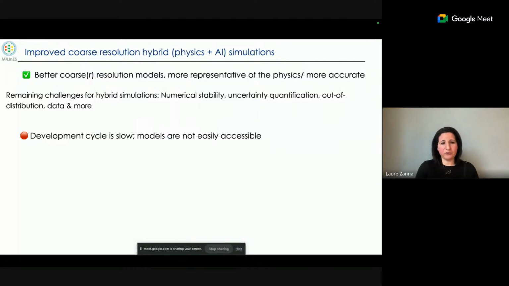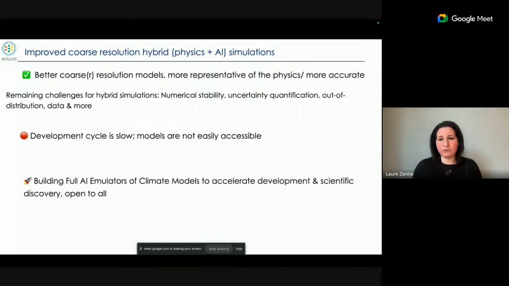But I would say the other big challenge is the development cycle is super slow, and the models are not accessible to all. You need a supercomputer, you need a climate modeling center that develops it. And then you need to implement your parameterization in a legacy model, and all of that takes a long time. So we've been trying to think about the other side of the coin that comes with AI, which is, can we build full AI emulators of those climate models? Let's assume I made them better, but I'm still limited by compute. Can I try to fully emulate them?